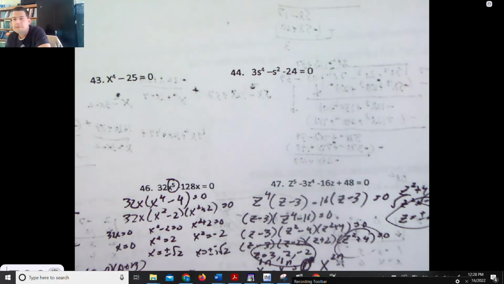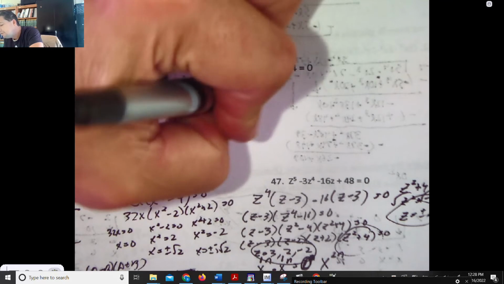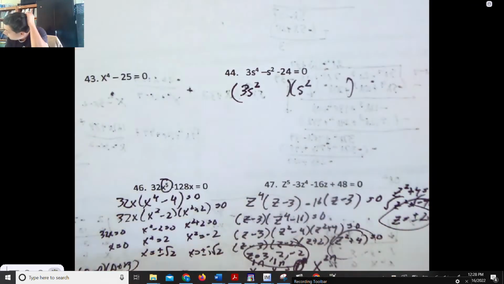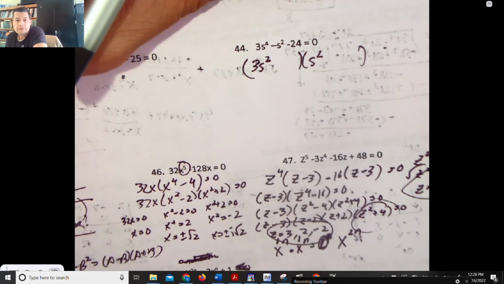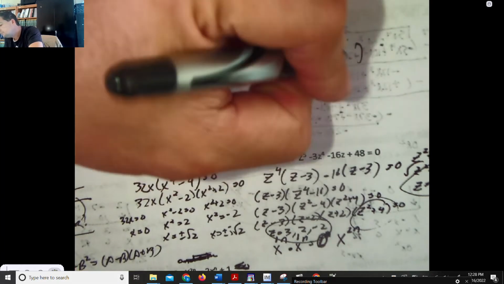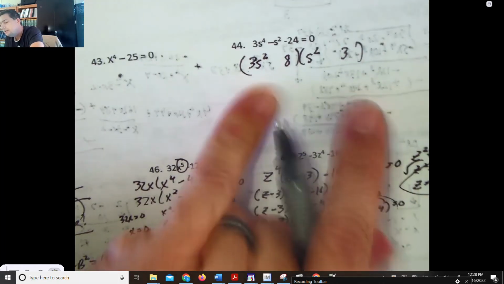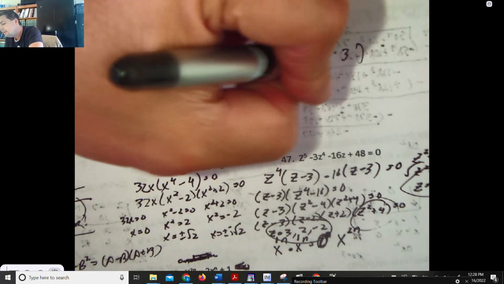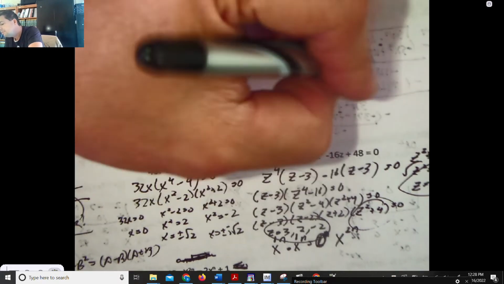3s to the fourth minus s squared minus 24 takes a 3s squared and what? An s squared to create 3s to the fourth. Factors of 24 are probably going to be 4 and 6. No, 8 and 3. 8 and 3 is the pair, because the outside makes 9 and the inside makes 8. If the 9 is negative and the 8 is positive, we're in business.